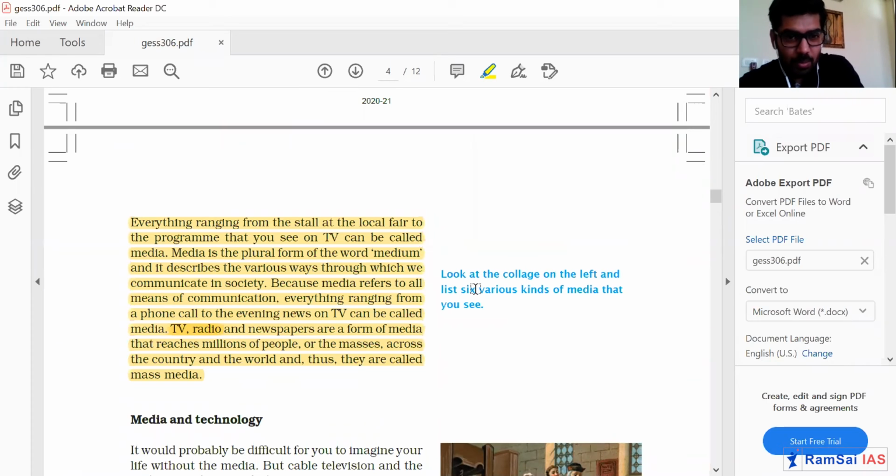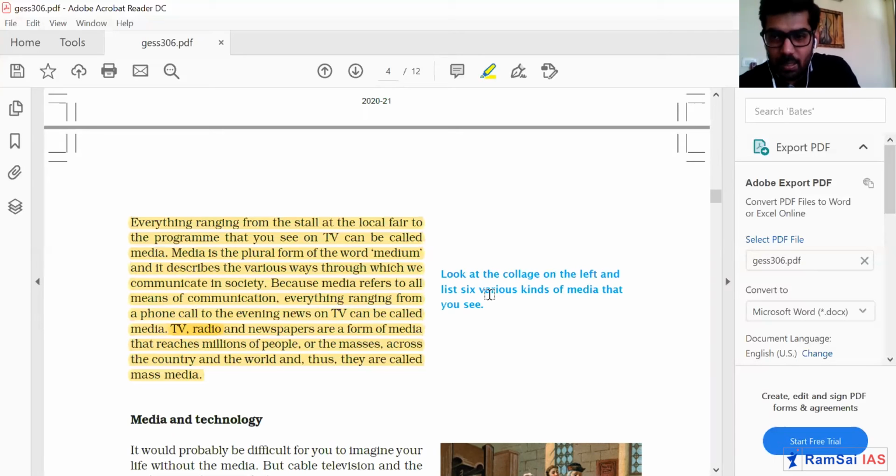Everything ranging from the stall at the local fair to the program that you see on TV can be called media. Media is the plural form of the word medium, and it describes the various ways through which we communicate in society. Because media refers to all means of communication, everything ranging from a phone call to the evening news on TV can be called media. TV, radio, and newspapers are a form of media that reaches millions of people or the masses across the country and the world, and thus they are called mass media.